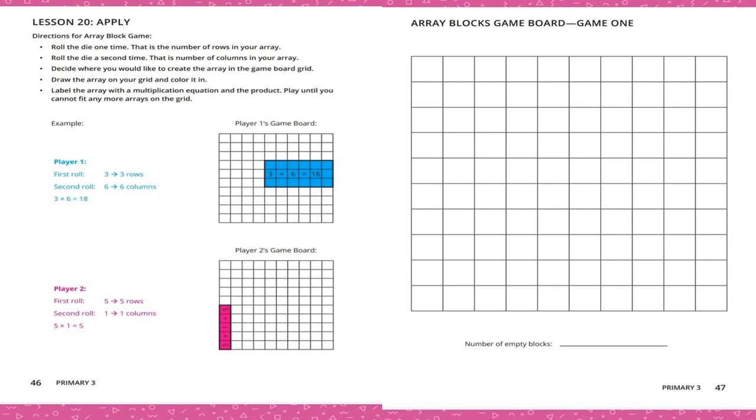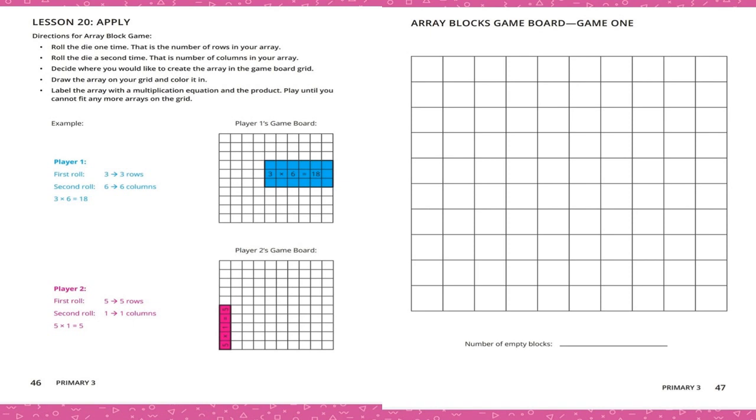We have an example. First roll 3, then we have 3 rows. Second roll 6, then we have 6 columns. So the multiplication equation is 3 times 6 equals 18. We write number of rows times number of columns.